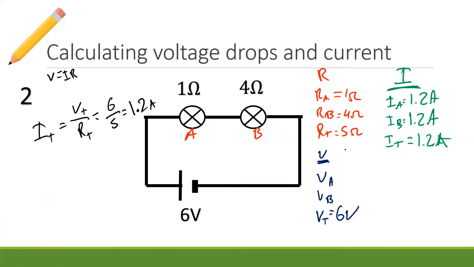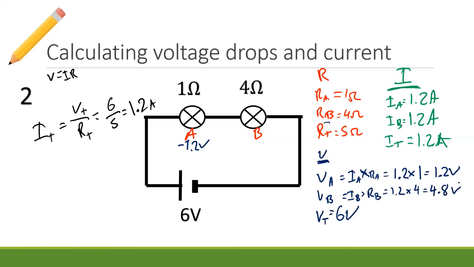Let's go back to blue. The voltage through A is going to be the current through A times the resistance through A. That is going to be 1.2 times the resistance through A, which is 1. That's going to be 1.2 volts. The voltage through B is going to be the current through B times the resistance of B, 1.2 times the resistance through B, which is 4. That's going to be 4.8 volts.